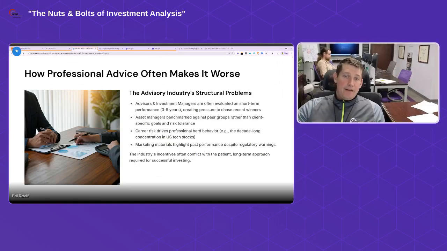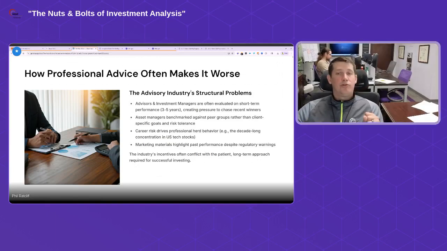Okay. And then, of course, investment managers, when they're judged generally, are benchmarked against their peers, not against what your goals are for when you need to use your money or what your risk tolerance is.